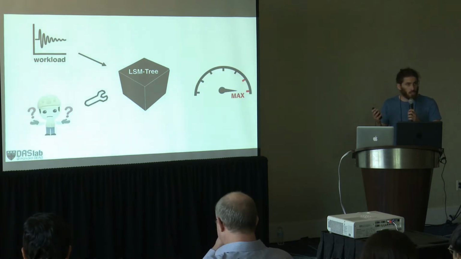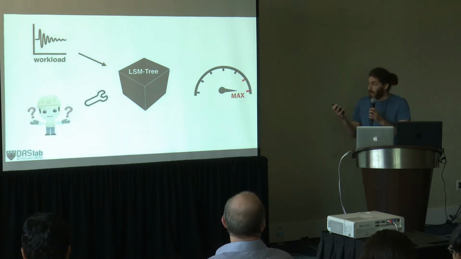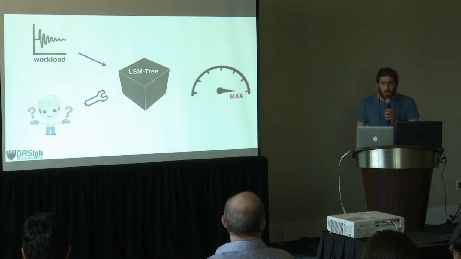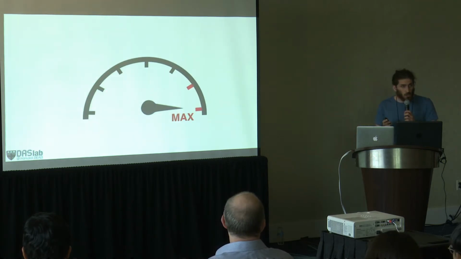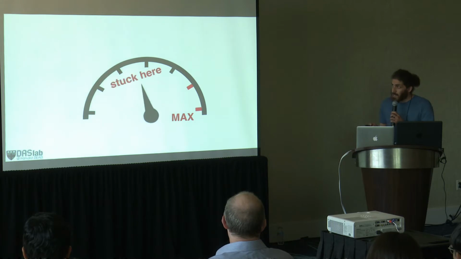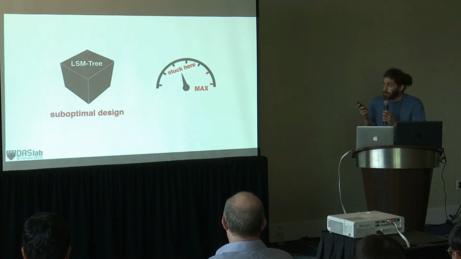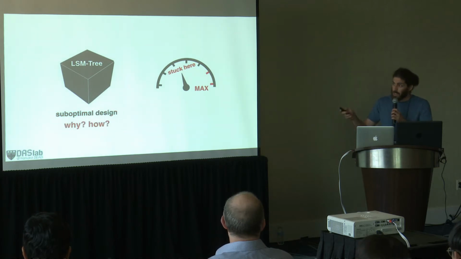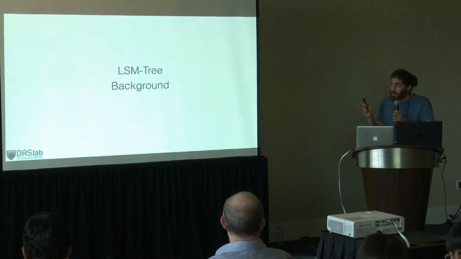This means that given an application workload, it's hard to know how to maximize throughput. But in this presentation, I'm going to argue that the situation's worse. In fact, given existing designs, it's impossible to maximize throughput. So I'm going to talk about why that is. The problem is suboptimal design. So I'm going to talk about why that is and what we can do about solving this problem. But before, I'll give some background on how LSM trees work.